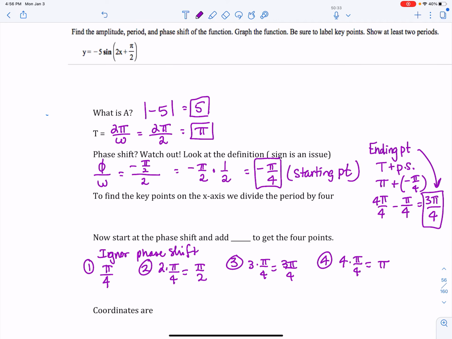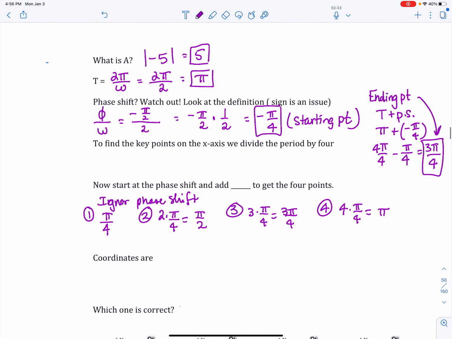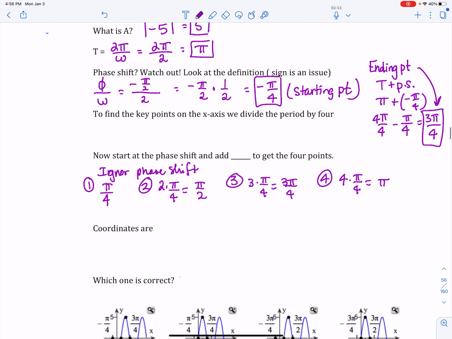Now that better come out to be pi, which it does, because that's what it would be if I didn't have the phase shift. So once I found the points ignoring the phase shift, now I'm going to add the shift to the 4 key points. Okay, so the first point, remember we've shifted. So the first point is now negative pi over 4, right? So I look at my first point and I take pi over 4 minus pi over 4 to get 0.